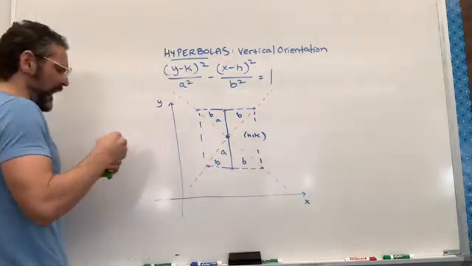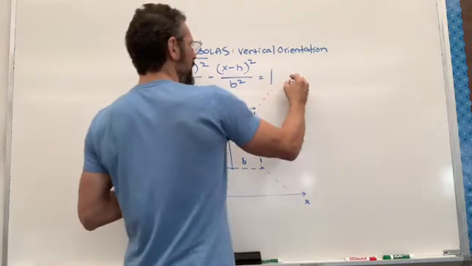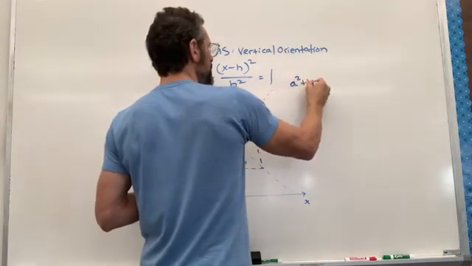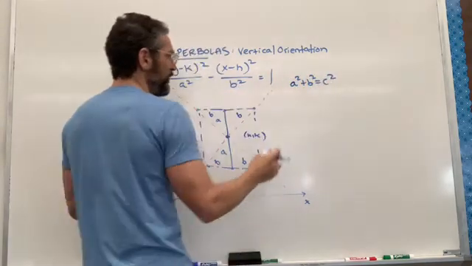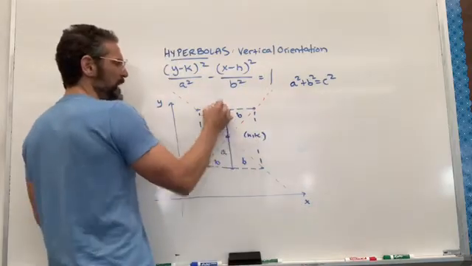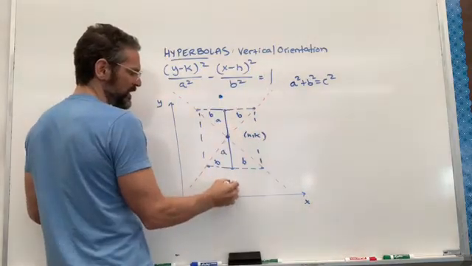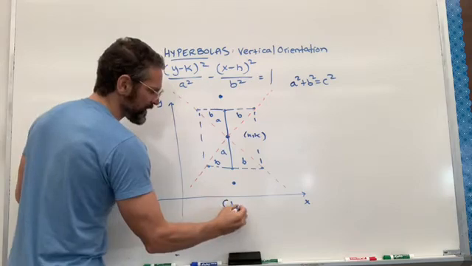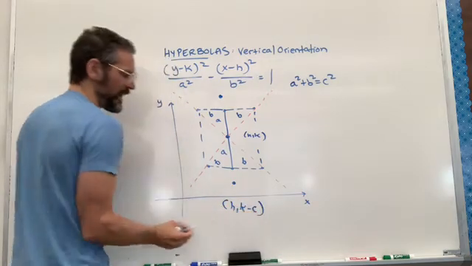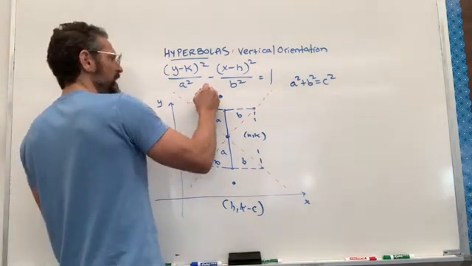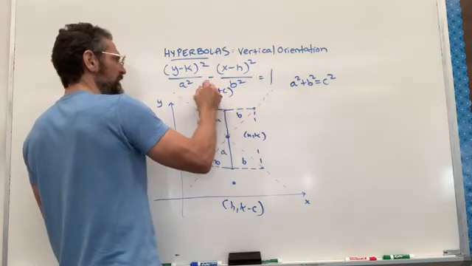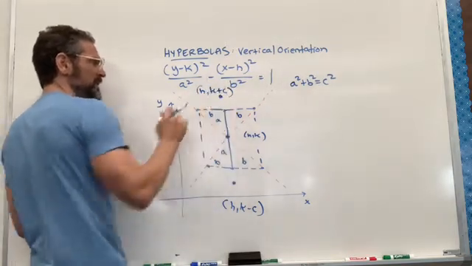And again, I'm going to use A squared plus B squared equals C squared to find C. And from HK, I'll go up and down C. So this would be the point H comma K minus C, and here's H comma K plus C, because this distance is C.